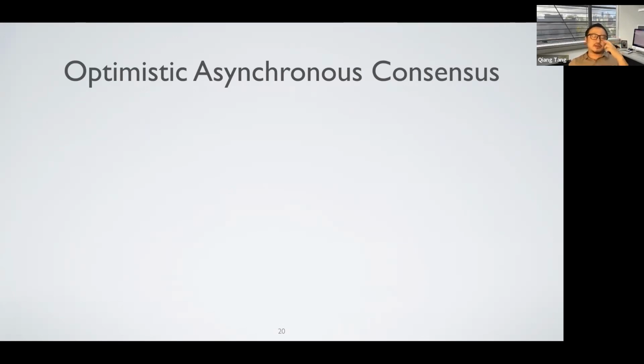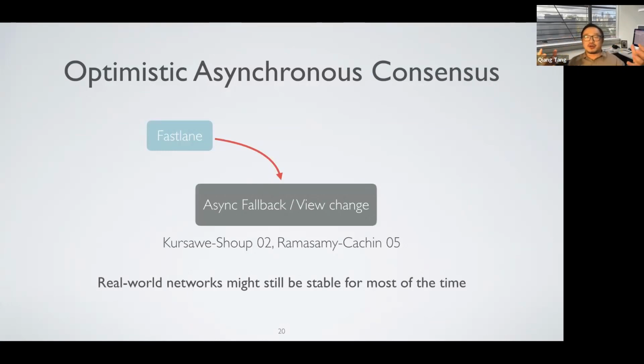Well, the idea is actually fairly simple. Basically, most of the time, we run some super fast deterministic protocol, we call it the fast lane. Since this has no security guarantee, whenever there's a security issue, we run another protocol called the asynchronous fallback. We fall back to a more robust asynchronous protocol and use that as a security fallback. Essentially, we can view it as a kind of asynchronous version of view change. This nice concept was actually proposed very early, like 20 years back, by Kursawe, Shoup, and Ramasamy and Cachin.